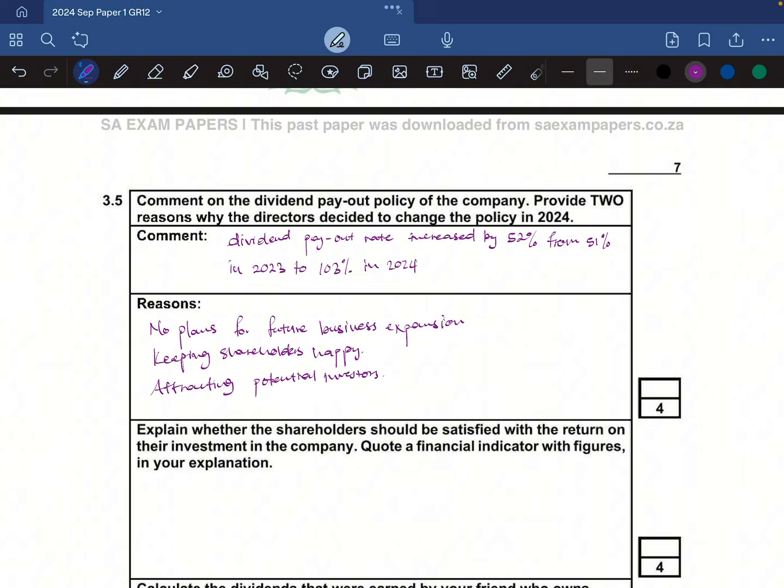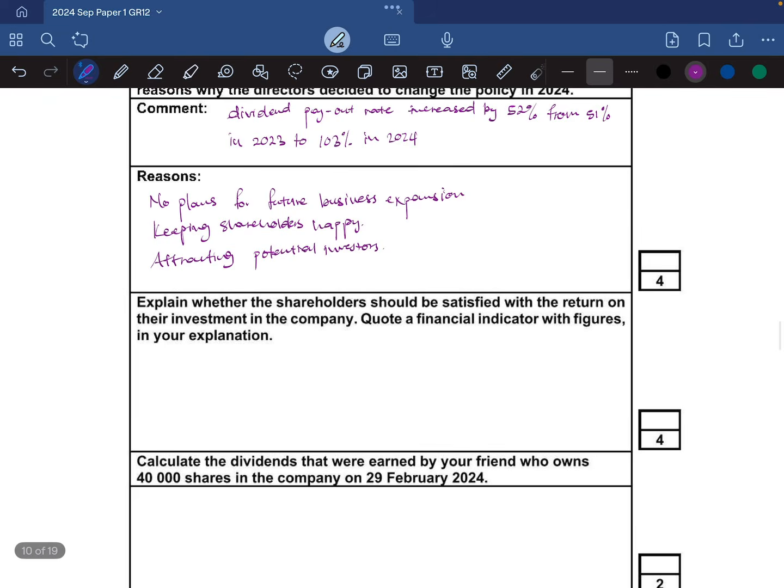Then an investor could just pop in for that company. Okay, so now we also need to explain again whether the shareholders should be satisfied with the return on their investment in the company. Now, quote a financial indicator with figures.